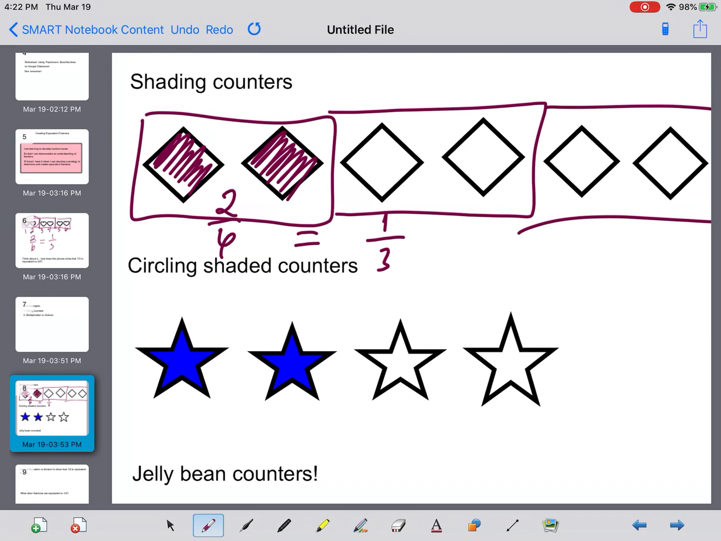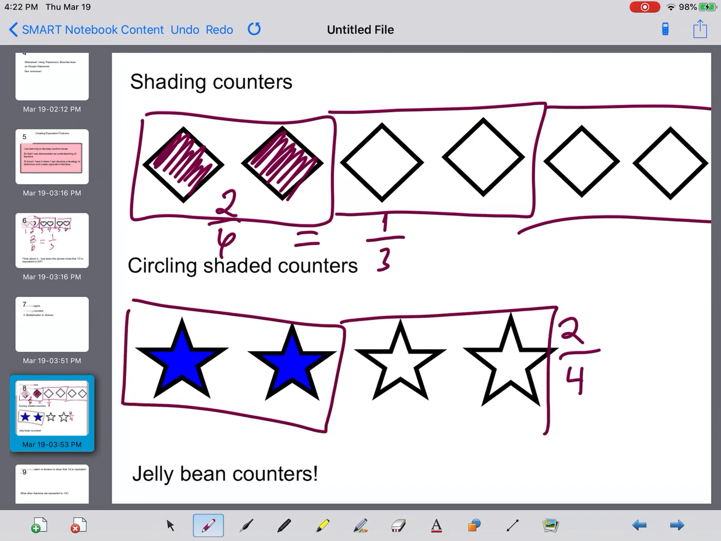Okay, another way to do it if your counters are already shaded in and you want to find out what an equivalent fraction would be: we look here and we see 4 stars, so 4 is our denominator, and we have 2 stars that are colored in, so our fraction is 2/4. We can also circle, or I've been doing boxes, to show the different groupings. So we have 2 groups here, and 1 group is colored in, meaning 2/4 and 1/2 are equivalent.